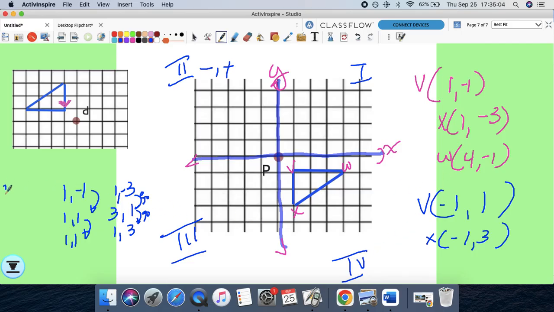W is 4, -1. Switch becomes 1 and 4, switch again becomes 4 and 1. So it becomes the same number, except that it's -4 and 1. So let's plot this. V is -1 and 1 right here. V prime, I should say. X is -1 and 3. X prime, sorry. And W prime, 1, 2, 3, 4, -4 and 1.